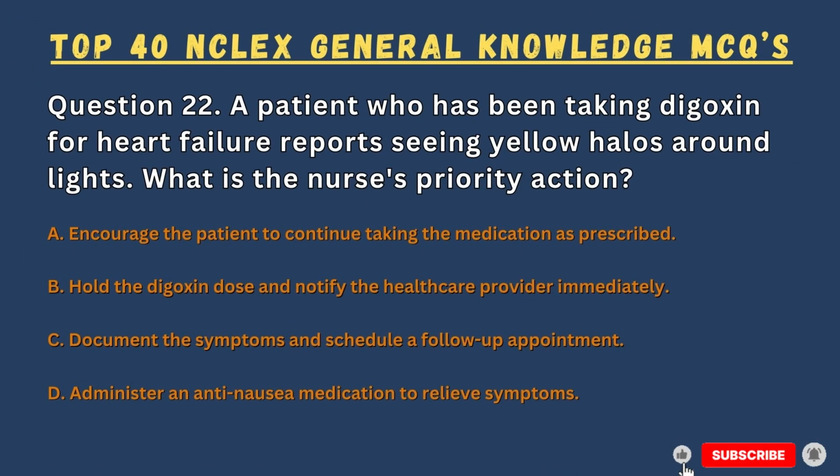Question 22. A patient who has been taking digoxin for heart failure reports seeing yellow halos around lights. What is the nurse's priority action? A. Encourage the patient to continue taking the medication as prescribed. B. Hold the digoxin dose and notify the healthcare provider immediately. C. Document the symptoms and schedule a follow-up appointment. D. Administer an anti-nausea medication to relieve symptoms.